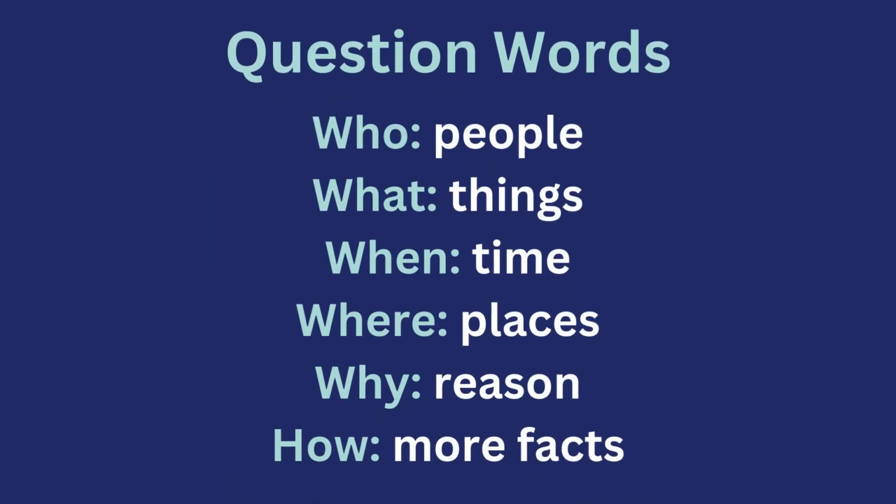In English, here are our common question words. We use who for people, what for things, when for time, where for places, why for the reason, and how for more facts. Who, what, when, where, why, and how.